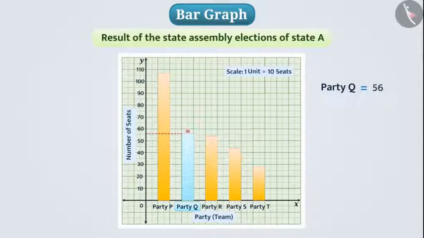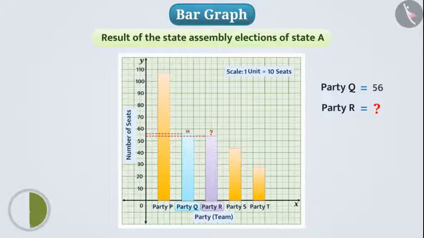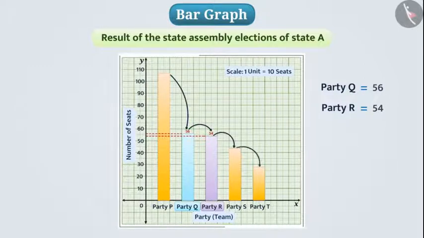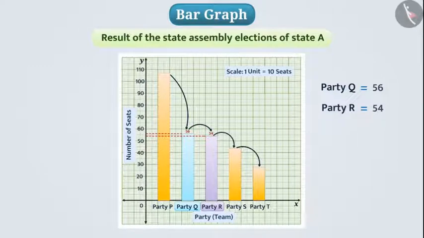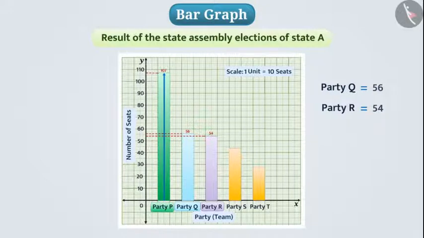Similarly, can you tell how many seats party R has won? Think. Absolutely right. From the length of the bar made for party R, we know that party R has won a total of 54 seats. The comparison of data becomes easy with the help of a bar graph, as the longest bar has been drawn for party P. Here we can say that party P has won the most seats.